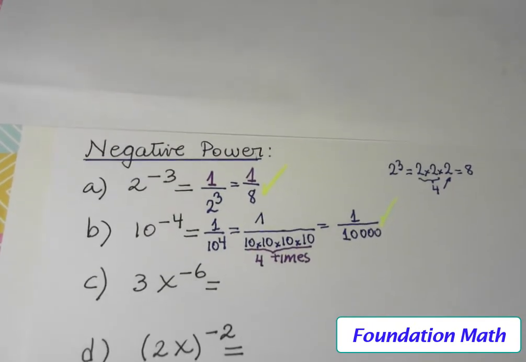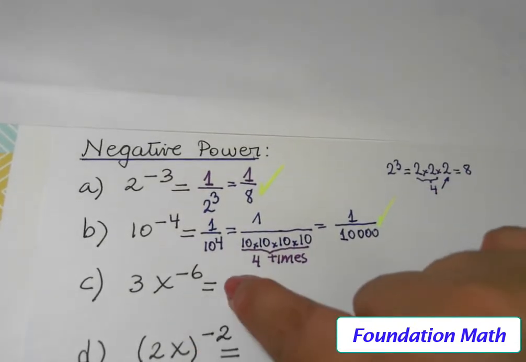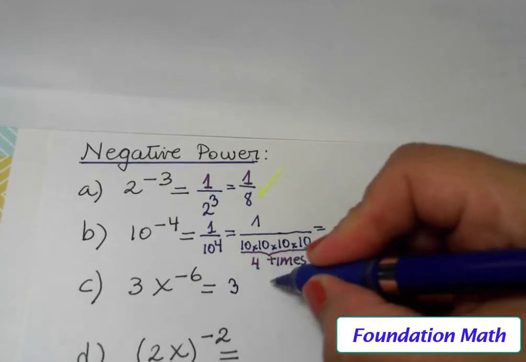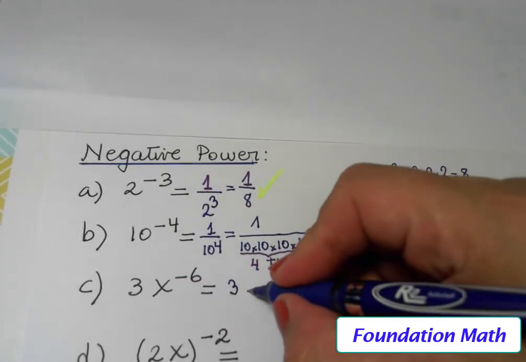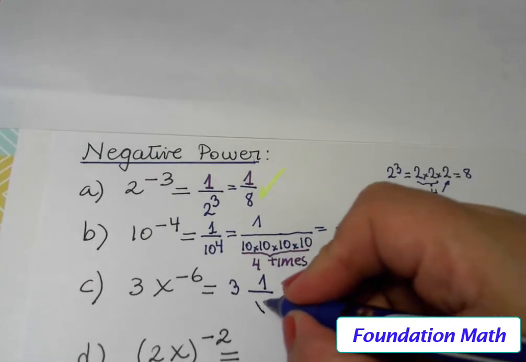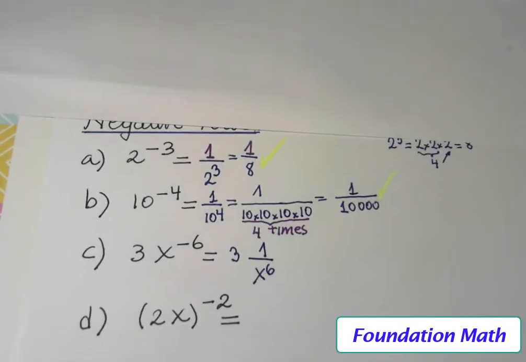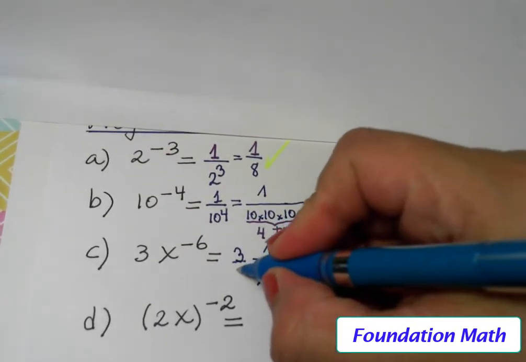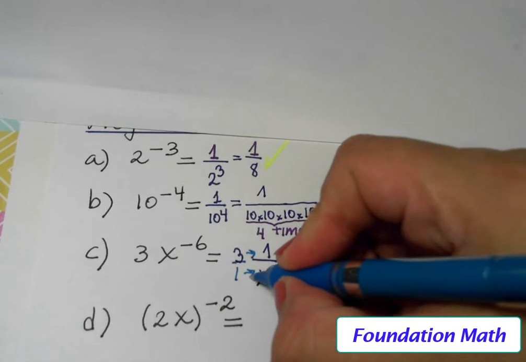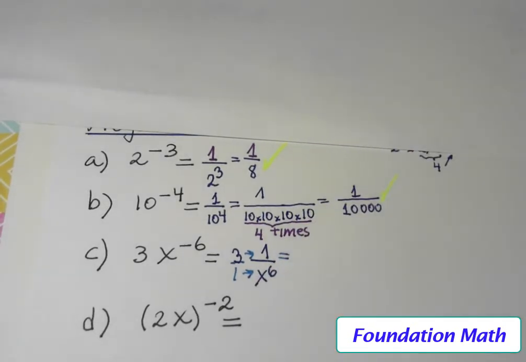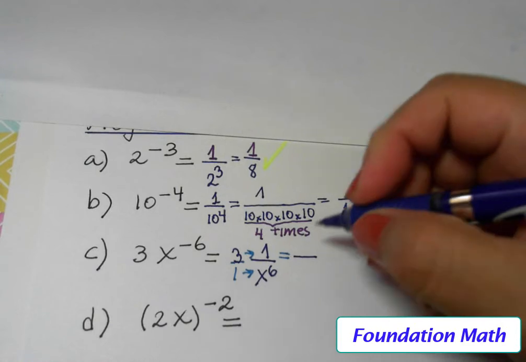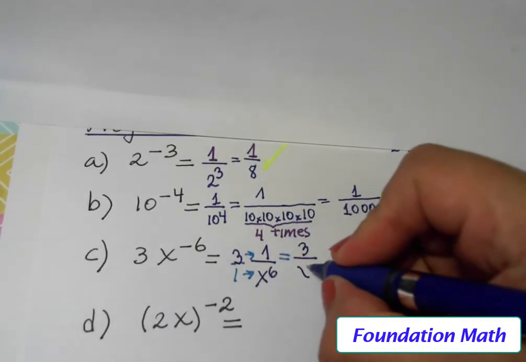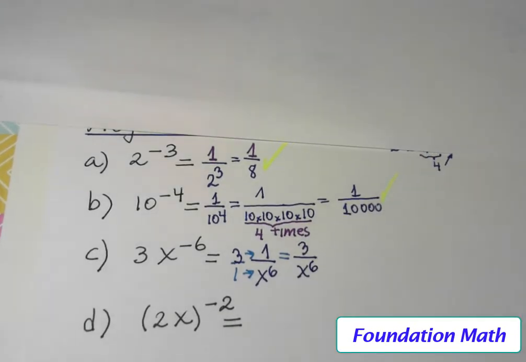Next, we have 3 times x with exponent negative 6. In this case, you just write down 3. And for this expression, you just write the fraction 1 over x with exponent 6. Remember, when you don't have a denominator here, you just add 1, and you just have to multiply in this order. So 3 times 1 is 3. You have to have the fraction here. 3 times 1 is 3. And 1 times x with exponent 6 is x with exponent 6.